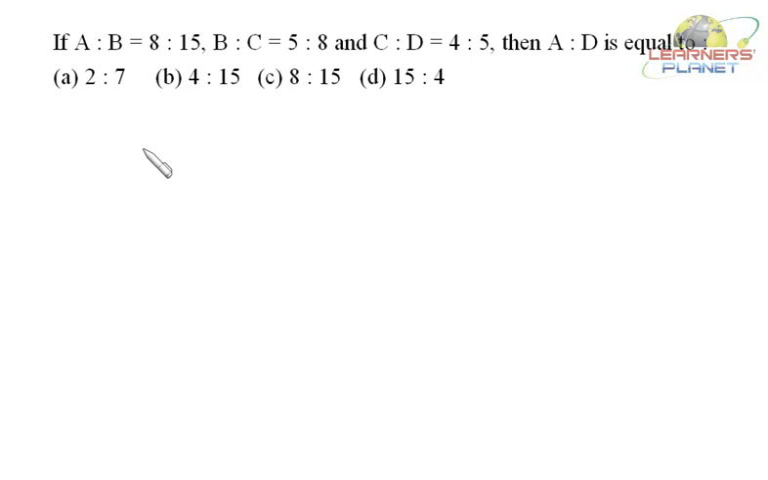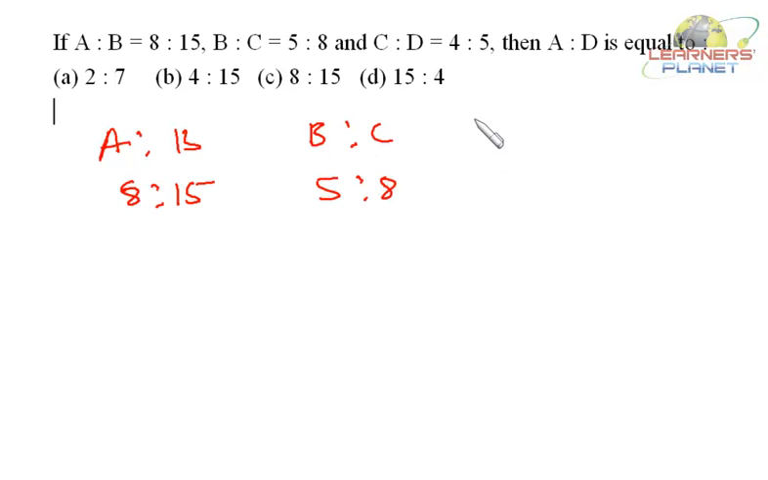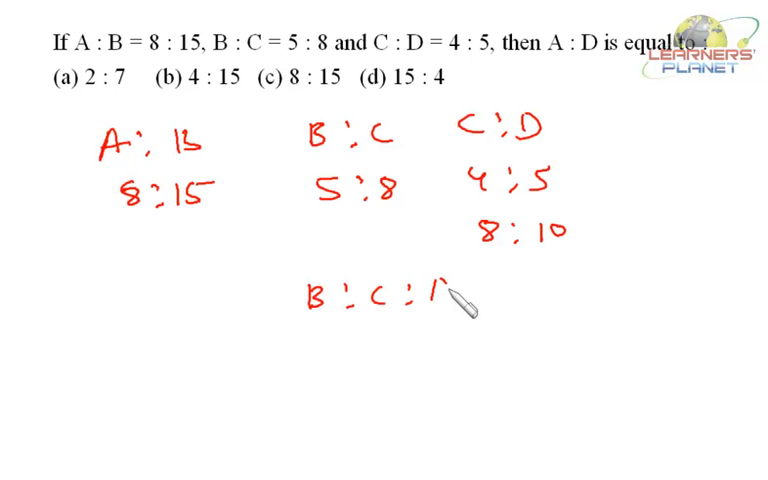Now in this question we are given A is to B, B is to C, C is to D, and we have to find out A is to D. Now A is to B is 8 is to 15, B is to C is 5 is to 8, and C is to D is 4 is to 5. Now here C is 8, so we can convert this C into 8, so it will be 8 is to 10. That means B is to C is to D will be 5 is to 8 is to 10.